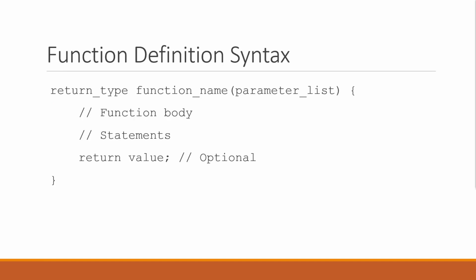The syntax of creating a function is shown here. Return_type specifies the type of value that the function returns to the calling code. Function_name, name of the function, which is used to call the function from other parts of the program. Parameter_list, list of parameters, if any, that the function accepts. Parameters are optional. Function body contains the actual implementation of the function. Return value, optional statement that returns a value from the function to the calling code. Not required for functions with void return type.